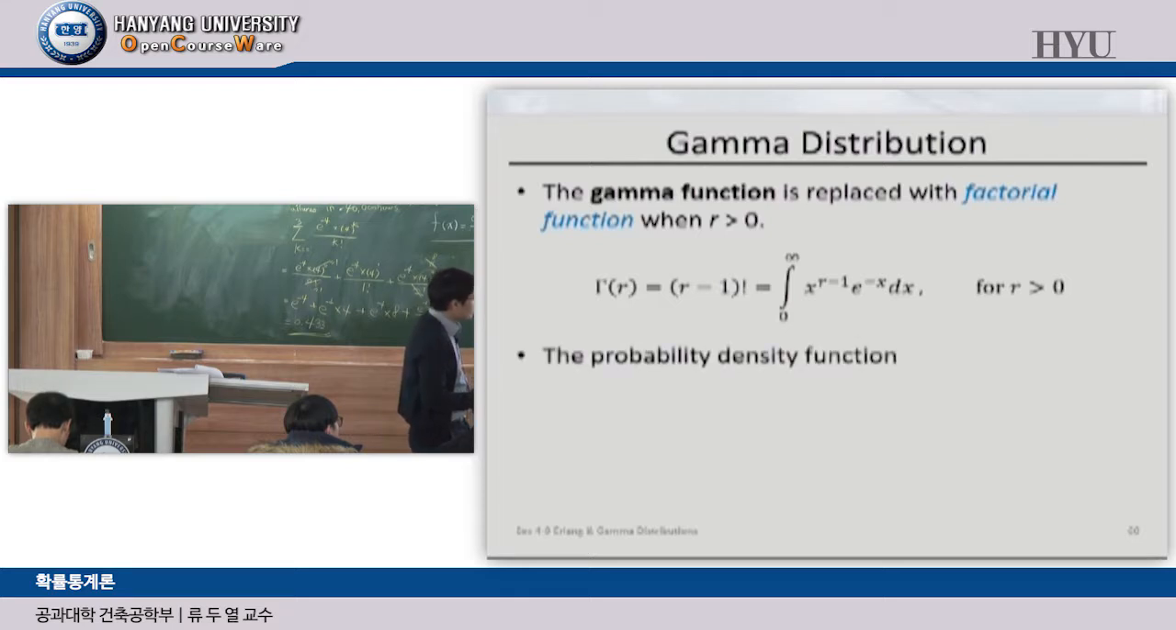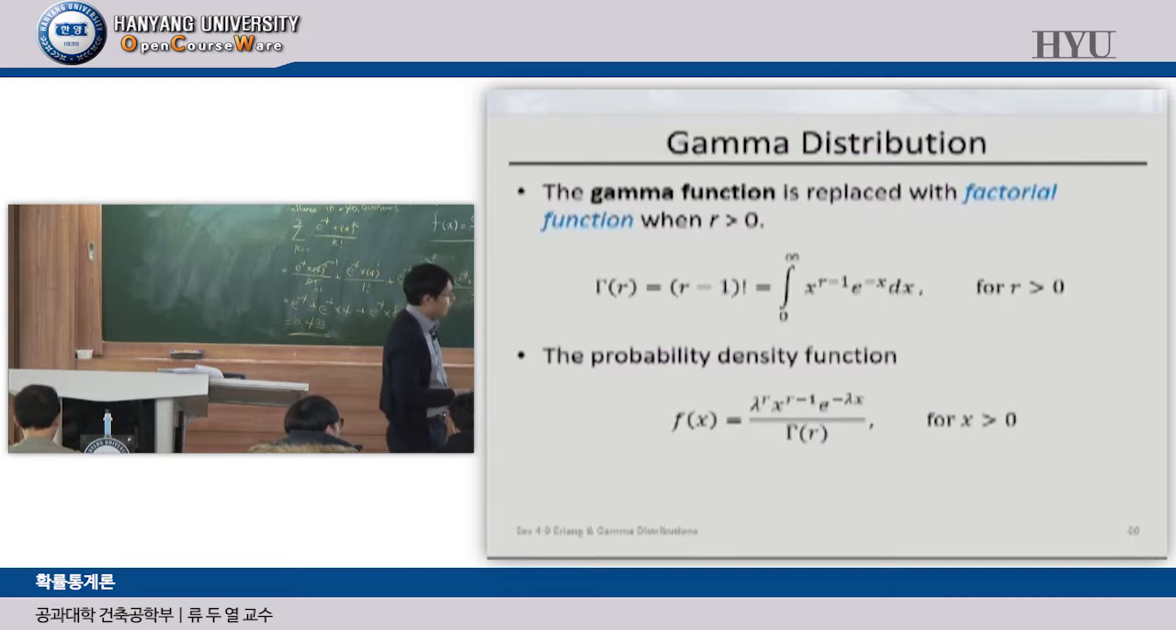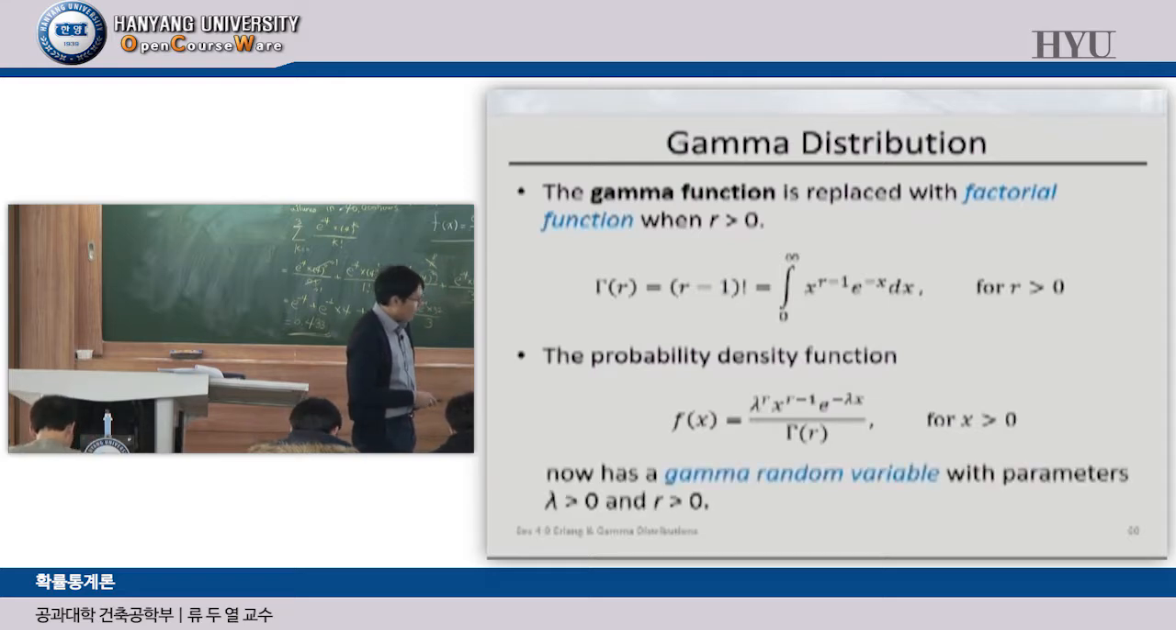And the probability density function, f(x), is equal to lambda to the r's power times x to the (r minus 1)th power times e to the minus lambda x over gamma(r), for the gamma random variable with parameters lambda and r, and those parameters should be larger than 0. So the gamma distribution is the case where this (r minus 1) factorial is changed to the gamma function, okay? But the concept is identical with the Erlang distribution, okay?